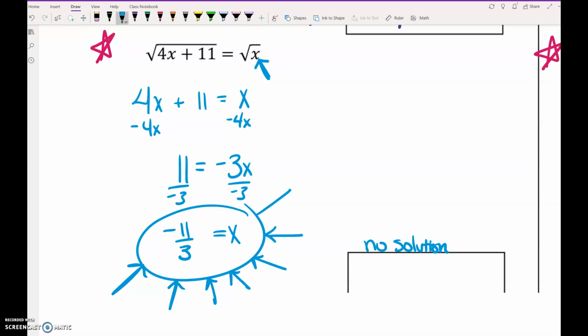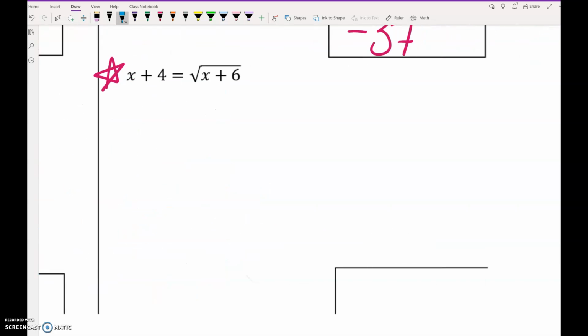So basically what I'm trying to tell you is that the problem on the test won't end up being a negative number, so that issue won't exist. So the answer that you get for that problem will be the answer. Make sense? Okay. This one.